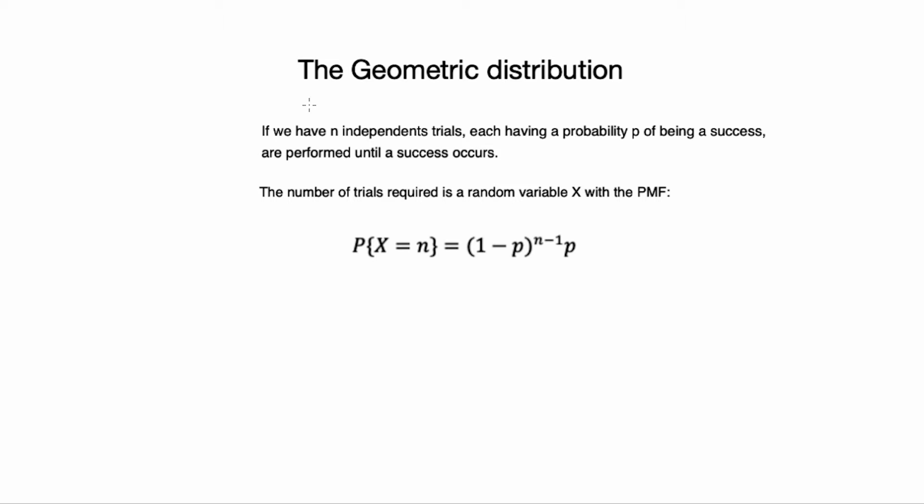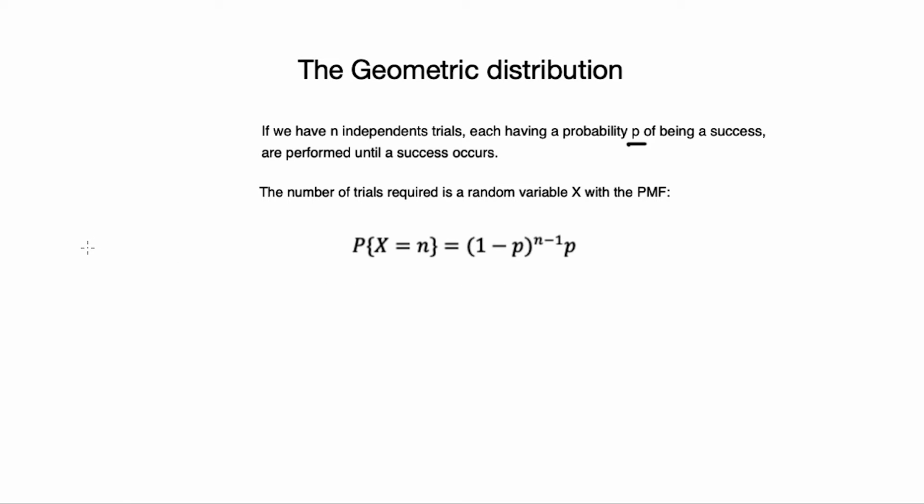We have also in this lecture the geometric distribution. So if we have n independent trials performed until a success occurs, and each of these trials has a probability of success p, in this case we call this geometric distribution, and its PMF is defined by (1 minus p) power n minus 1 times p.